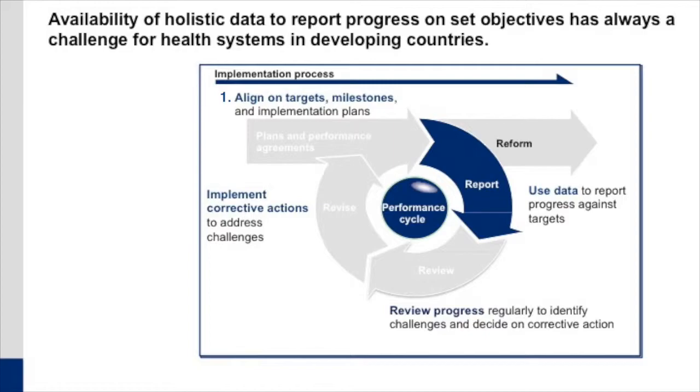The next step in the performance management cycle is the production of reports or data. Because as implementation of programs continues, holistic data must be collected to report against targets. That gives you a sense of whether you're making progress or not. And this has always been a challenge. If you've ever had to collect data that's accurate and representative, you would be familiar with these constraints.